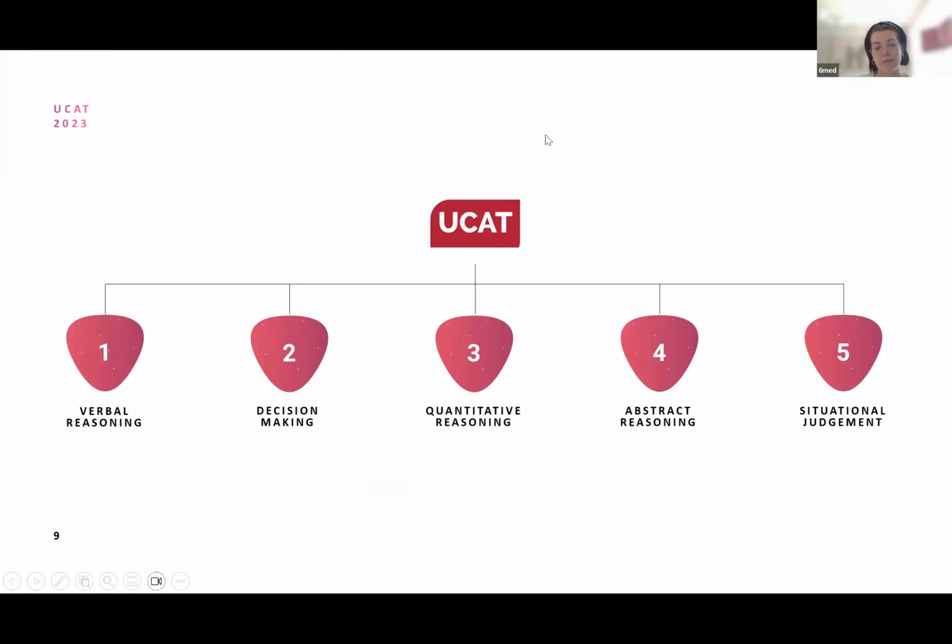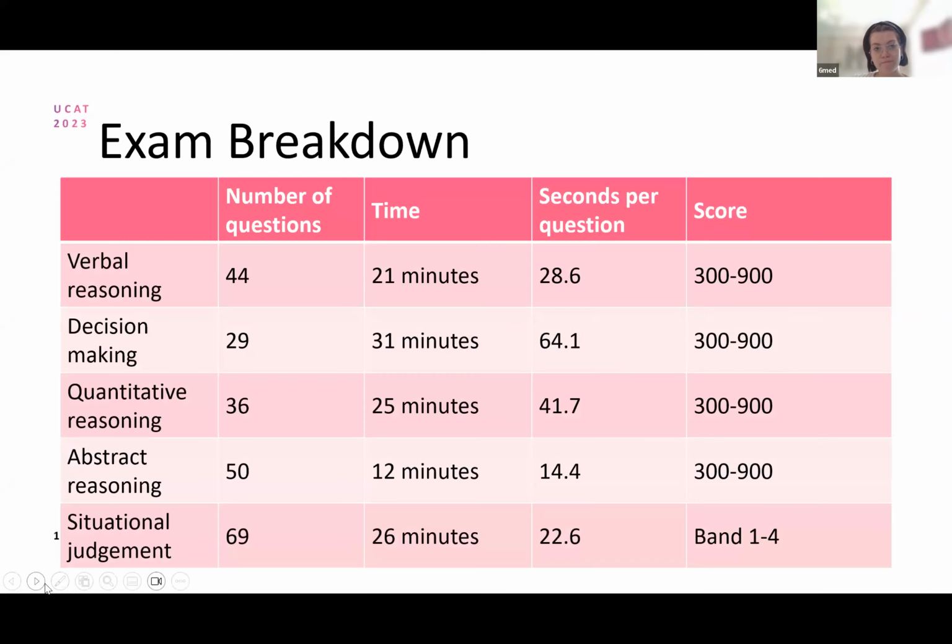So as I mentioned before, the UCAT is split into five sections: verbal reasoning, so basically comprehensions; decision making, which tests your logic and decision making; quantitative reasoning, which is basically the maths section; abstract reasoning, which is your pattern recognition section; and then situational judgment, which tests your professionalism, basically. So a bit of a breakdown.